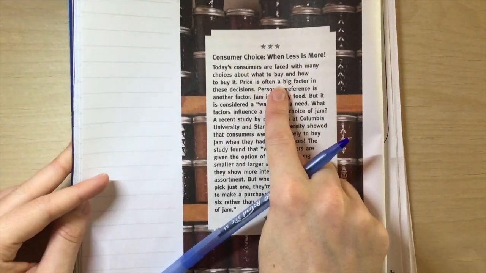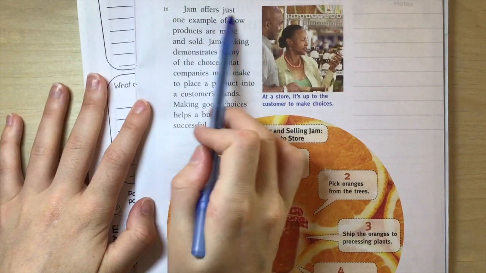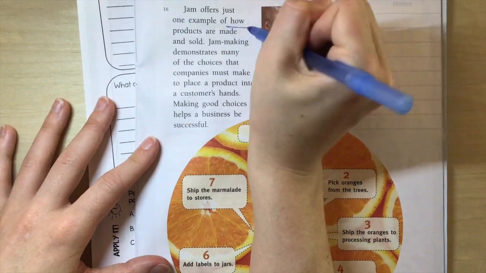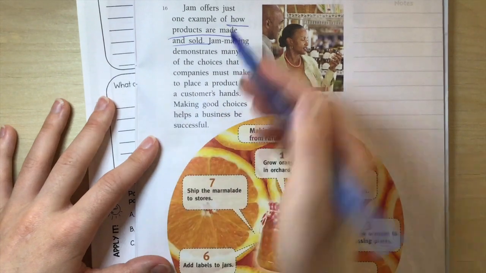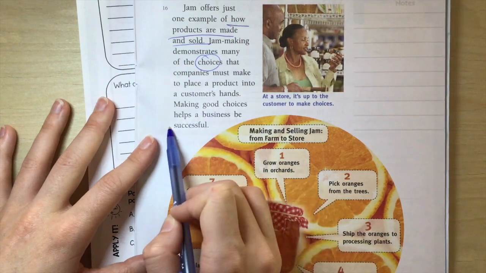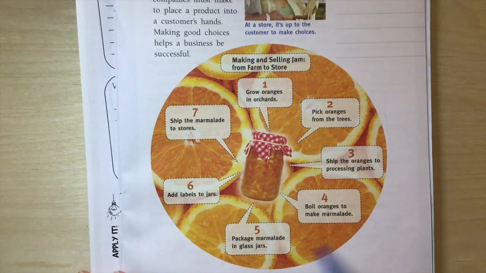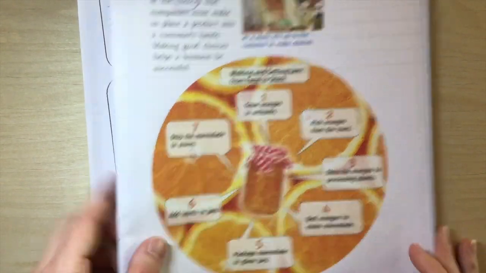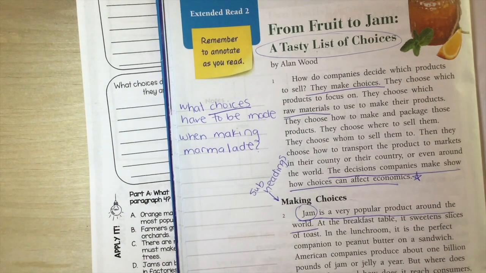Consumer choice, which is more. We'll read this later. I want to continue just reading this informational text. Jam is just one example of how products are made and sold. Jam making demonstrates many of the choices that companies must make to get their products into a customer's hands. Making good choices helps a business be successful. So down here, it took all that information and put it into a nice little step-by-step direction on how to make marmalade. Our focus question was about the choices that you have to make as you're making marmalade.